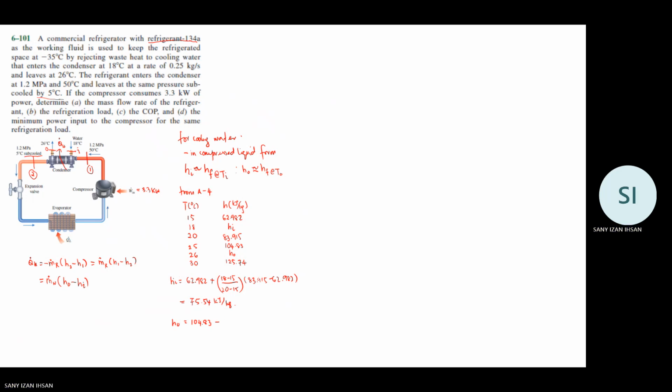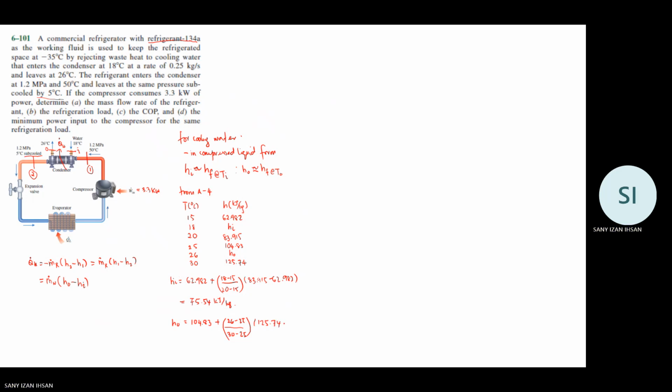104.83 plus you have 30 minus 25. Oh, no, that's not right. That should be the denominator. Let me just write 26 minus 25 divided by 30 minus 25. That's the ratio.